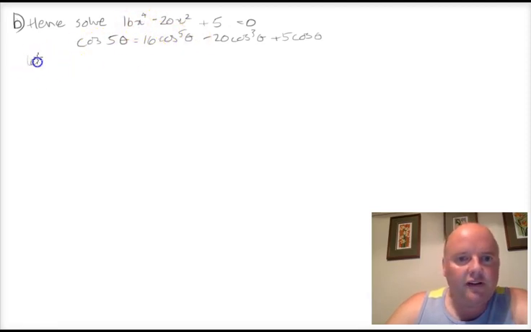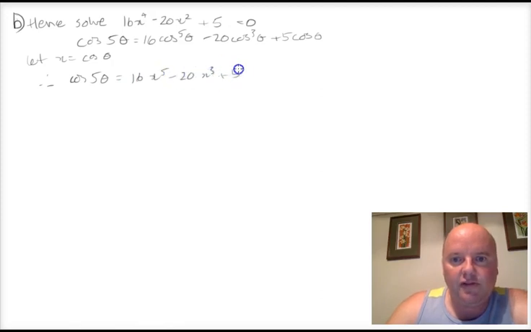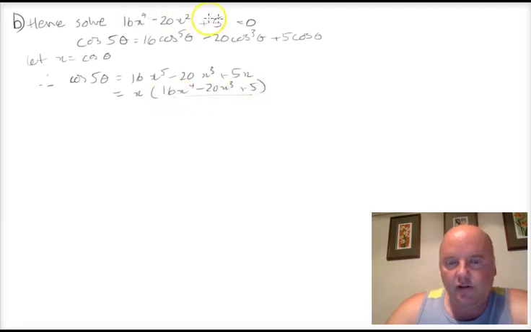So what we do is we let x equal cos theta. So therefore cos 5 theta equals 16x to the power of 5 minus 20x cubed plus 5x. Now if you take the factor of x out, it gives you 16x to the power of 4 minus 20x cubed plus 5. Now that's what we're trying to solve.